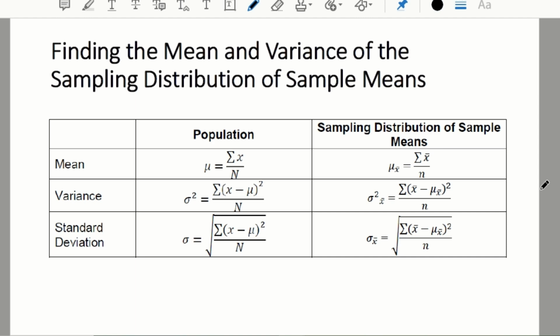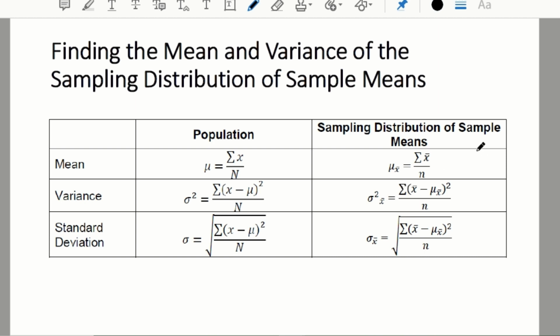Next, how do we find the mean, variance, and standard deviation of the sampling distribution of the sample means? So we have these formulas. For the population, we have this. The population mean is just the sum of the data divided by the number of the data. And we have this formula for the variance. And of course, for the standard deviation, this is just the square root of the variance.